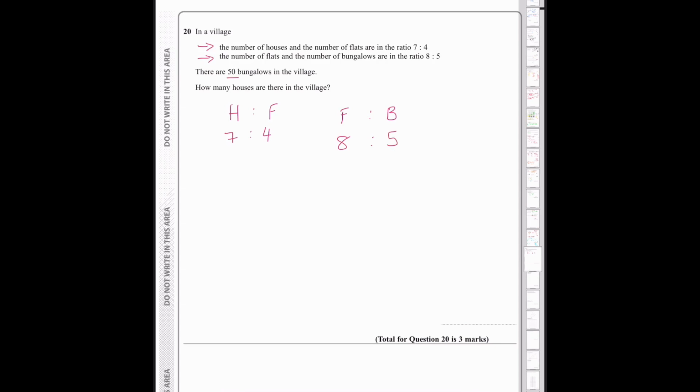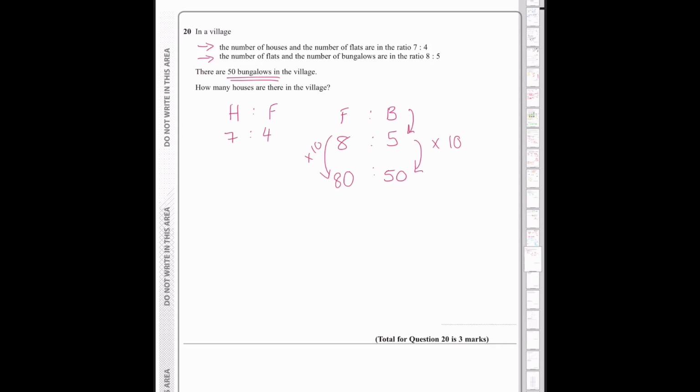It also tells us that there are 50 bungalows, so we can write that there. So we know that 5 parts for bungalows is the same as 50 bungalows altogether. So in order to get from 5 to 50, we actually times by 10. So that means we can times this by 10 to tell us how many flats there are. So there are 80 flats.